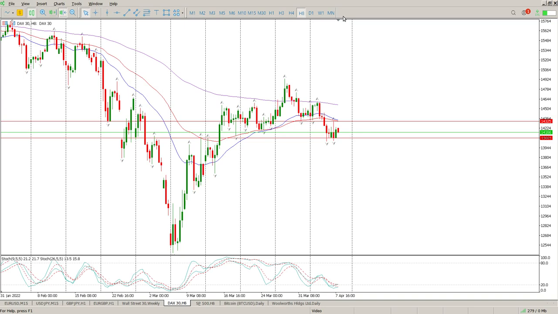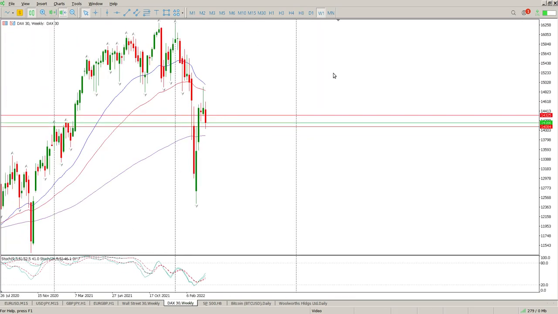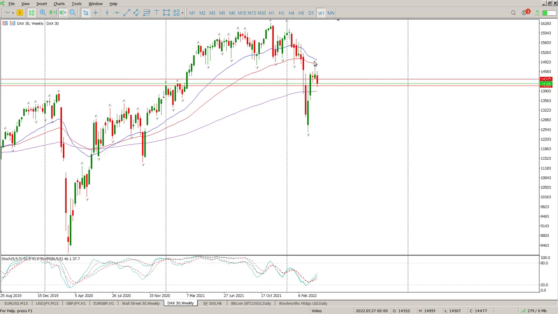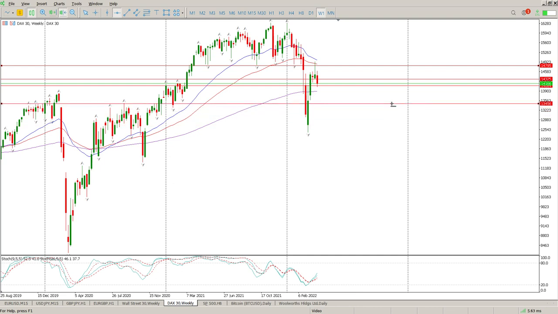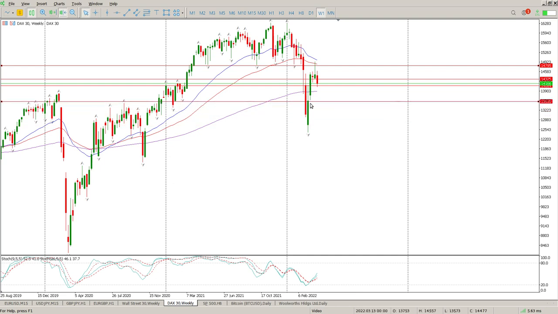Starting off with the 8 hour, in actual fact, I just want to pop to the weekly first. We had this weekly rejection off structure up there, which is fairly significant. We have a break below it. From a weekly perspective, if this weekly bar closes below the previous week's low, that validates this pin bar rejection on the weekly, and then basically what you're looking for is at least the next target area, which would be around this gap here.